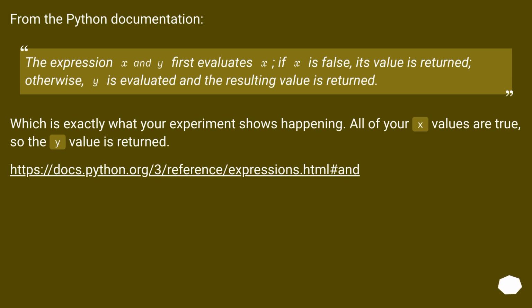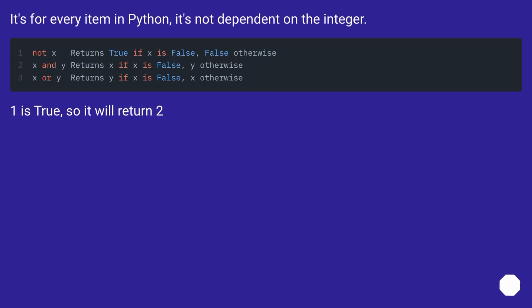This URL. It's for every item in Python. It's not dependent on the integer. One is true, so it will return 2.